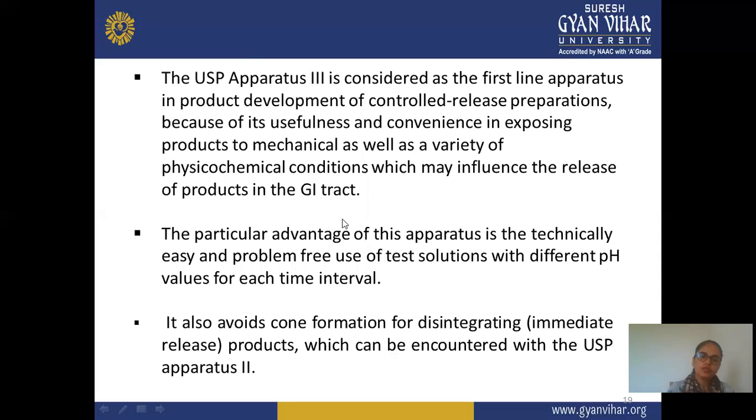The USP apparatus 3 is considered the first line apparatus in product development of controlled release preparations. Means when you are preparing a controlled release formulation or taking dissolution readings, the dissolution apparatus to use is the type 3 apparatus. Majorly use type 3 apparatus for controlled release formulations, because of its usefulness and convenience in exposing the product to mechanical as well as a variety of physical and chemical conditions which may influence the release of the product in the GI tract. It shows good results and is convenient to use.